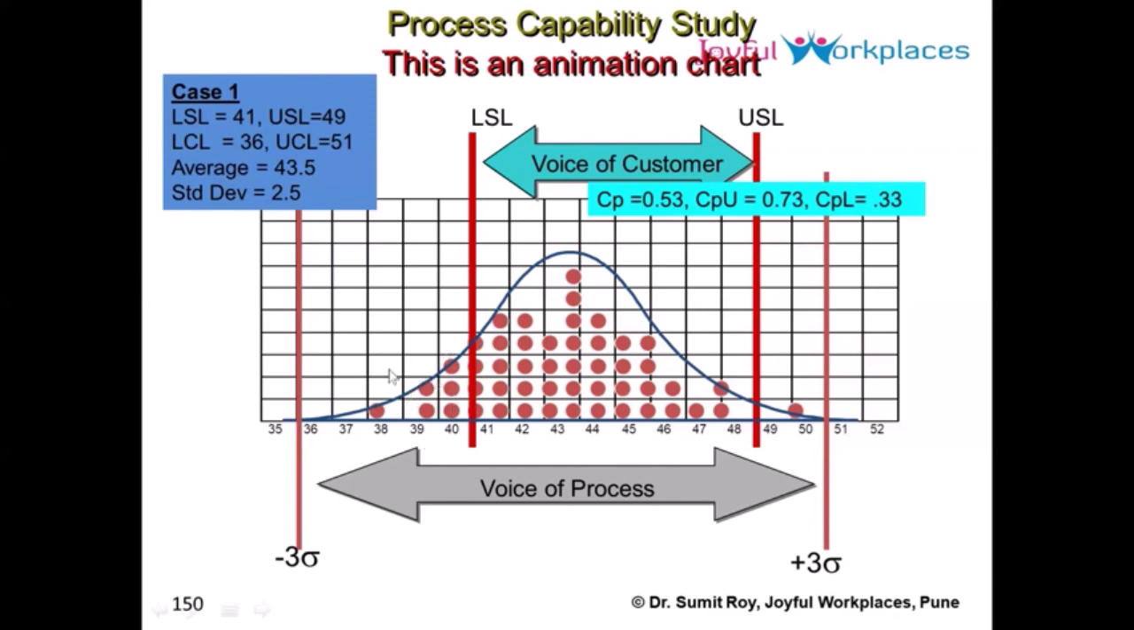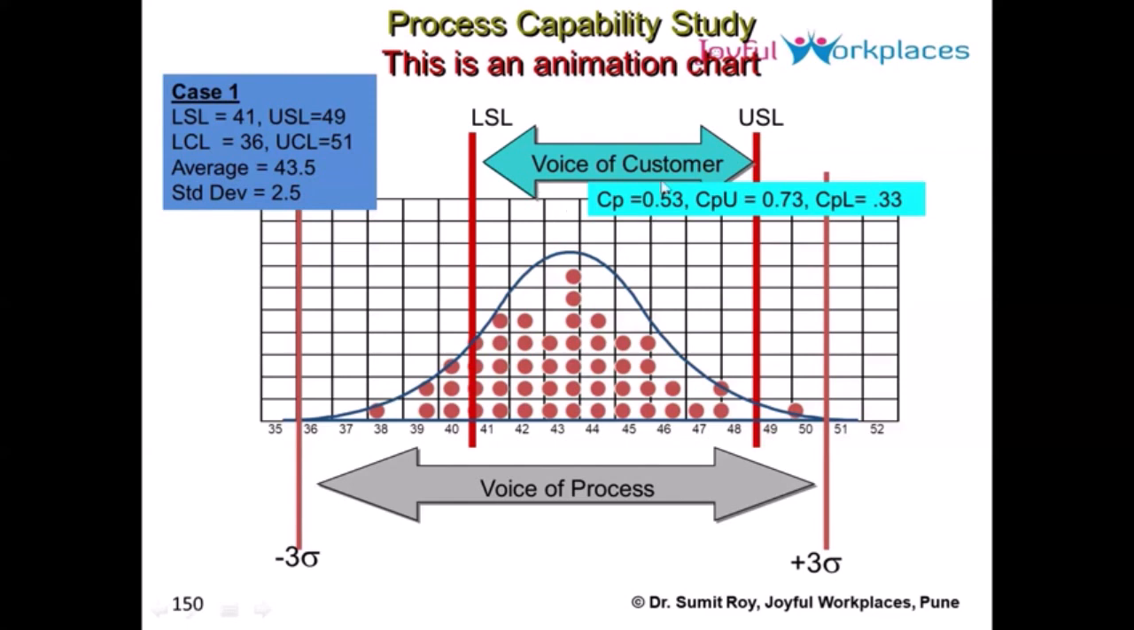Yes, sir. So voice of the process is as the process is producing, as is, without doing any change. If you go to any process and collect the samples, measure them, plot, and calculate the X bar and 3 sigma, then find X bar plus 3 sigma and X bar minus 3 sigma, you get what is called the control limits. They are called the plus 3 sigma, minus 3 sigma, the voice of the process.